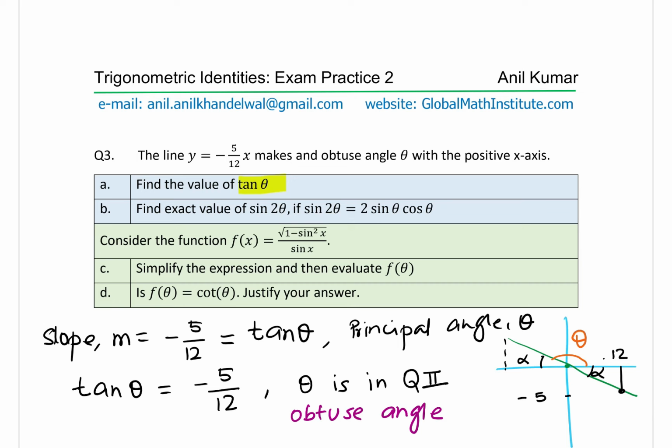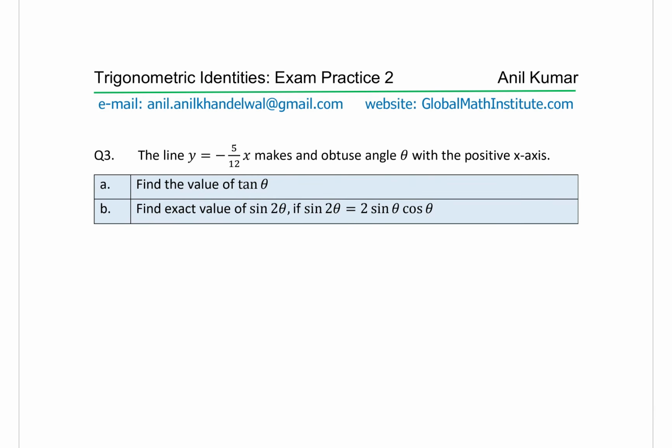Now on the next page, let us find the exact value of sine 2 theta, which is equal to 2 sine theta cos theta. It's a standard formula. So we know that tan theta is equal to minus 5 over 12. We also know we are in quadrant 2. And so sine will be positive and cos will be negative.